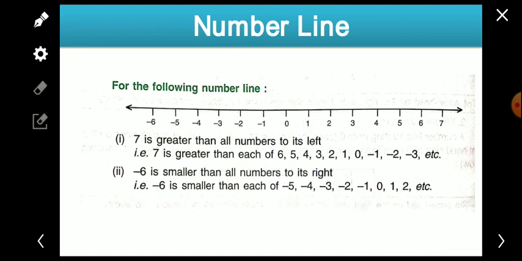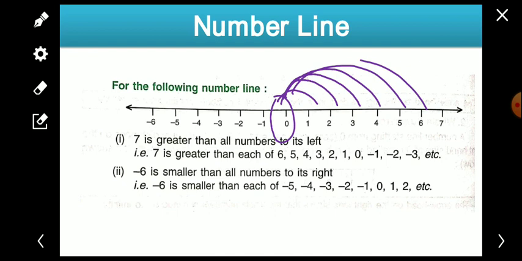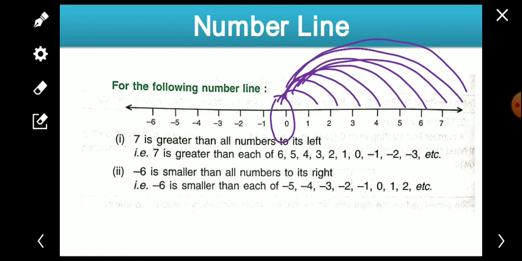Now if we compare 0 with the positive integers, then what will you see? That 0 is on the left side of 1, 0 is on the left side of 2, 0 is on the left side of 3, 0 is on the left side of 4, 0 is on the left side of 5, and like this 0 is on the left side of each and every positive integer. So it is on the left side of 1, so it is smaller than 1.